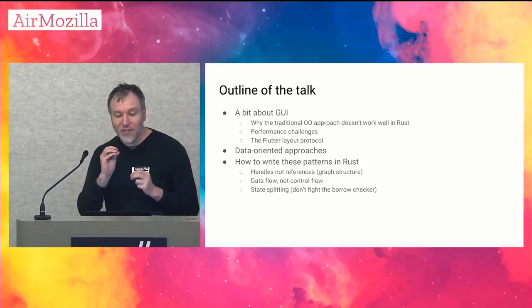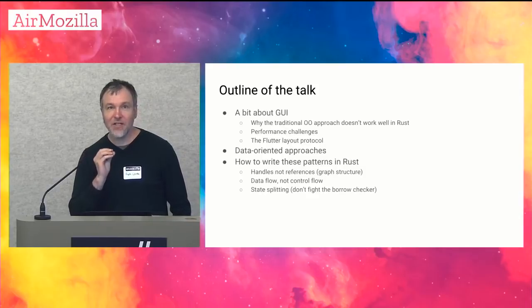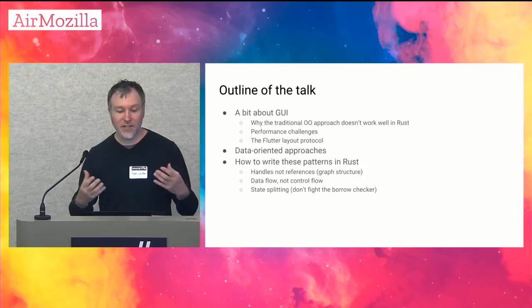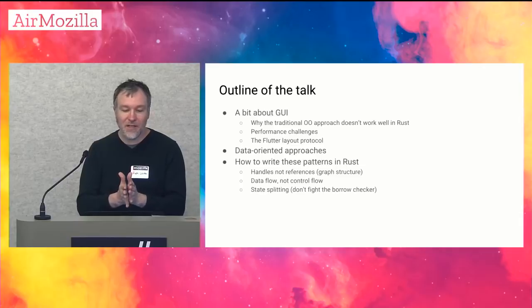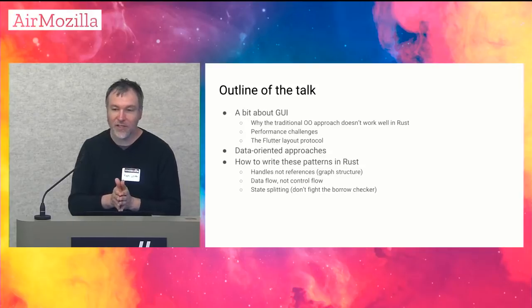And then there's one specific piece of this. Flutter is a very interesting new GUI toolkit, and I think there's a lot to learn in there, a lot of good pieces. One of the pieces that I think is most interesting and can be generalized to other systems is the layout protocol. So that's going to be the case study: how do we do the Flutter layout protocol in a smooth way in Rust?